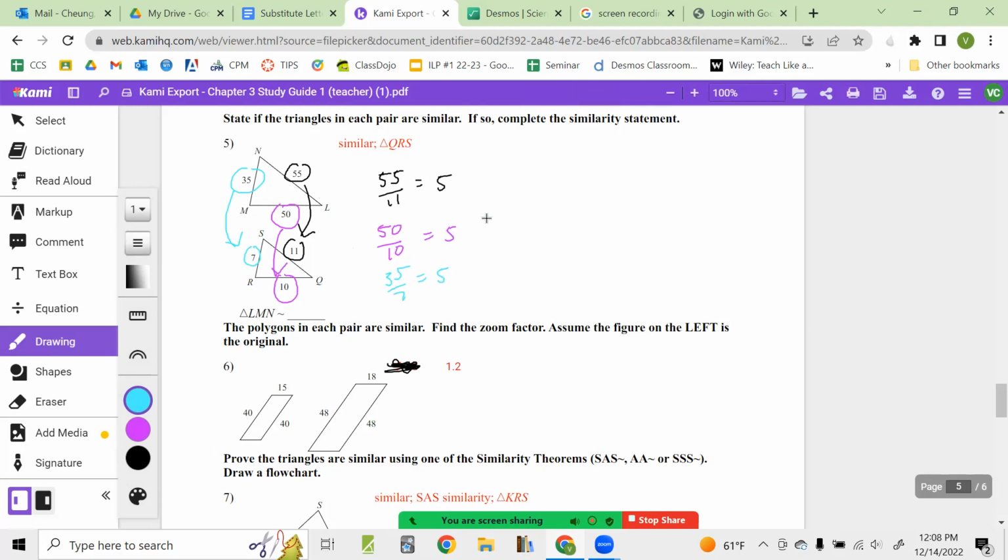So they have a common ratio. When you compare two numbers like the 55 and 11, that's a ratio, right? You divide it, you get 5. Same with the 50 over 10, 35 over 7. Getting the same number means that they must be similar because they got the same zoom factor.